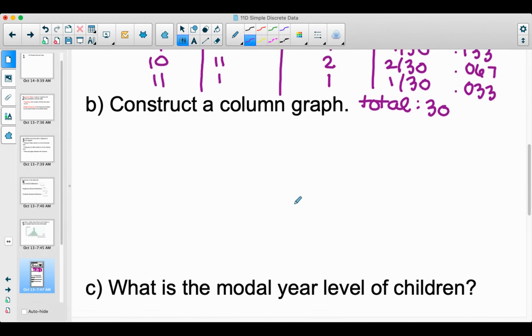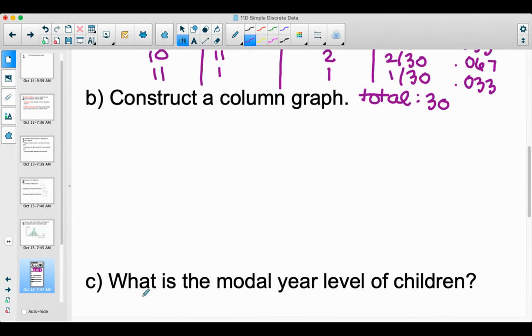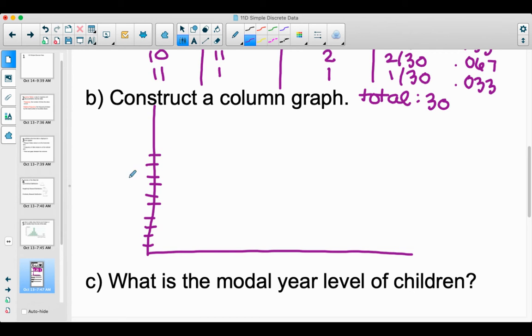So then it says to construct a column graph. So I am going to, down here, remember, is our values. And then here would be our frequencies. So we have 1, 2, 3, 4, 5, 6, 7, 8, 9, 10. That's not very even, but 1, 3, 4, 5, 6, 7, 8, 9. And then we have 6, 7, 8, 9, 10, and 11.